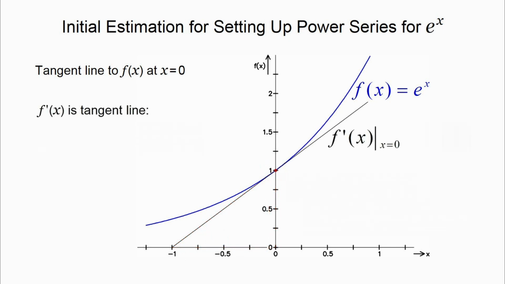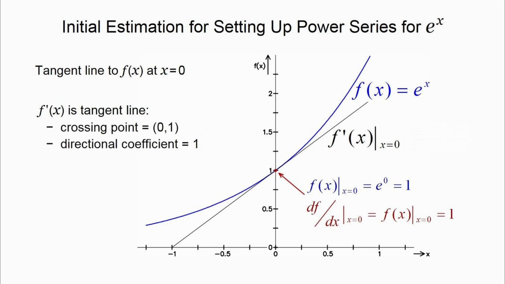This tangent line, designated as f prime of x, that crosses the point with coordinates 0, 1, while having 1 as its directional coefficient, can thus be described by the equation f prime of x at x is 0 equals 1 plus x.